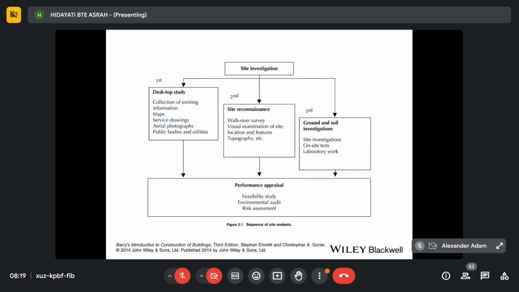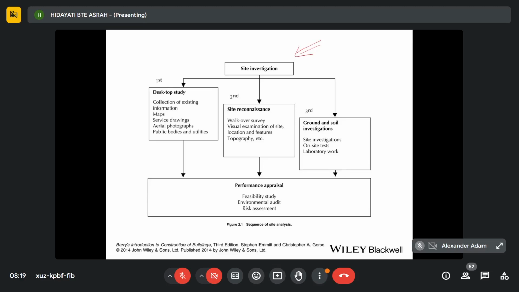Okay, now we look into the sequence of site analysis. So this figure 2.1, sequence of site analysis. These are all the information that you need to do when you do the site analysis. It involves site investigation. So when you do site analysis, always involve the site investigation.